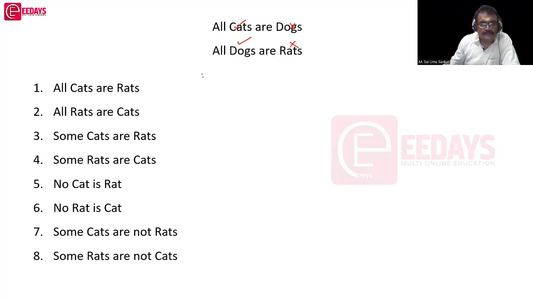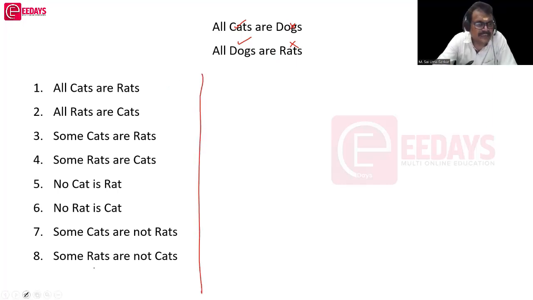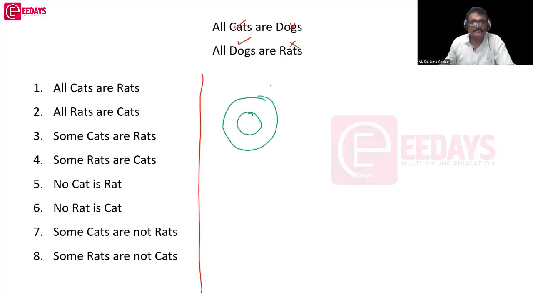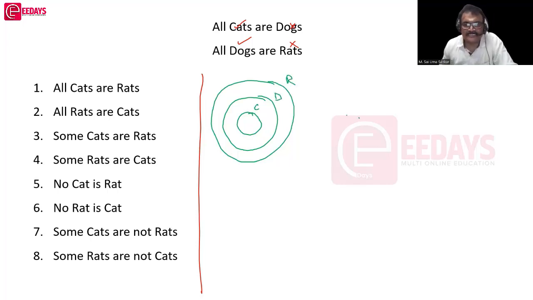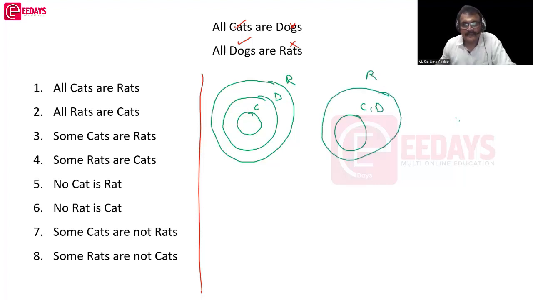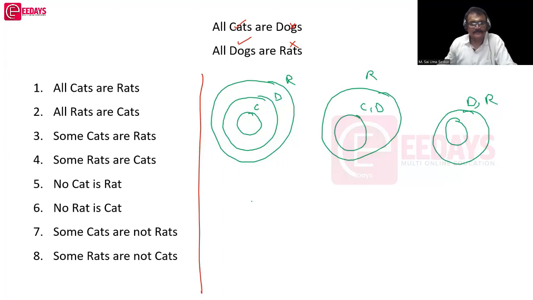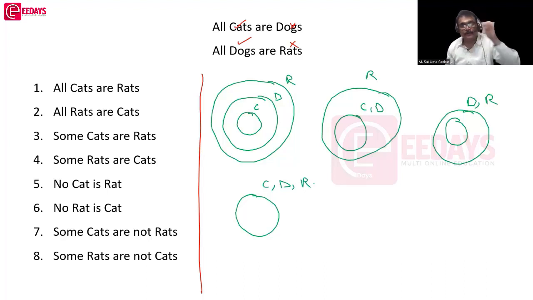Now a conclusion may exist. Now check which of these eight conclusions are valid. First draw a Venn diagram. Okay, I'm going to explain both cases. All cats are dogs. Next, all dogs are rats. Cats, dogs and rats, in each case. Here, two statements, but we have four Venn diagrams.